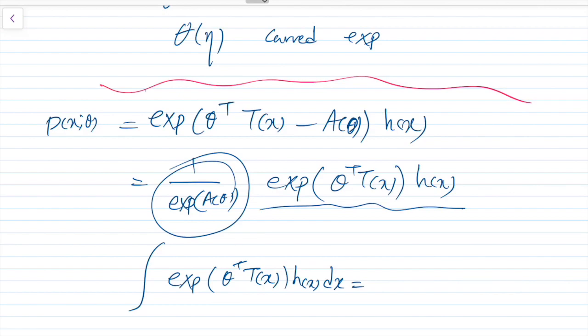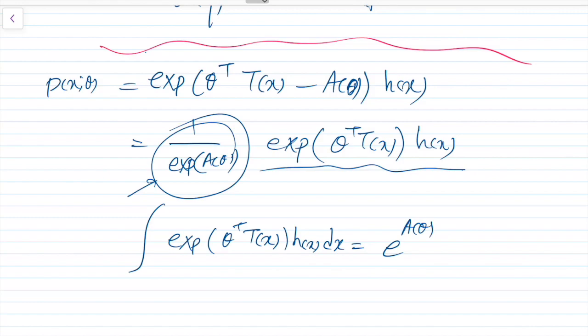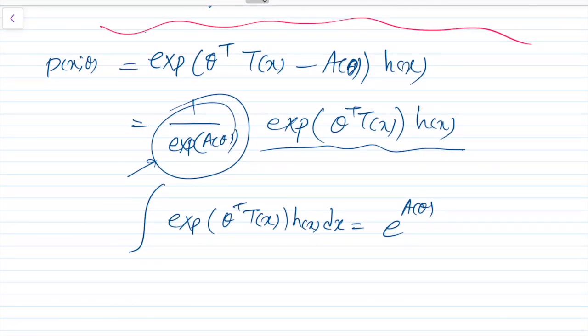Yeah, this is the normalizer, right? If you want this to add to 1, then the integral of the whole thing equals 1, so what should I write on the right hand side? Well, you divide by that, so it should be e to the power of A(theta), right? Okay. Now let's take a gradient with respect to theta.